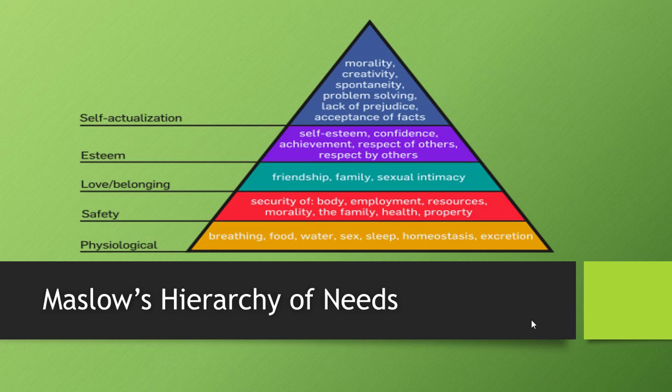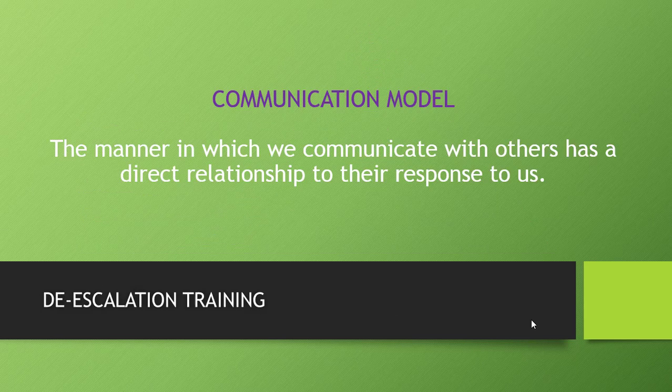So if we were to look at our students who do act out, we might find that many of them fall on the bottom two levels of need, meaning that they're still trying to get their most basic needs met, and they may be dealing with some stressors at home or in their communities that make them more predisposed to acting out. The communication model.